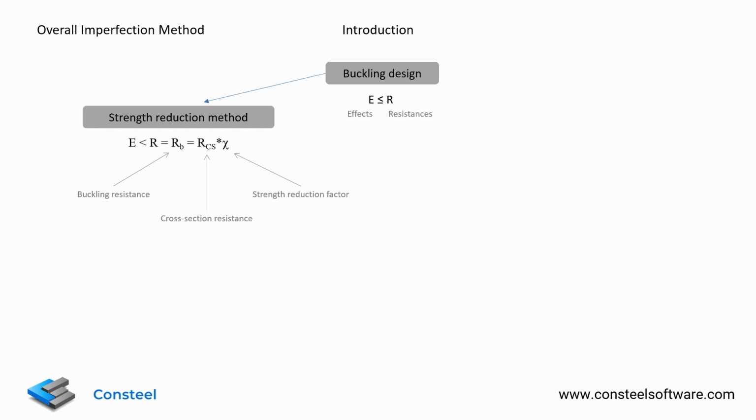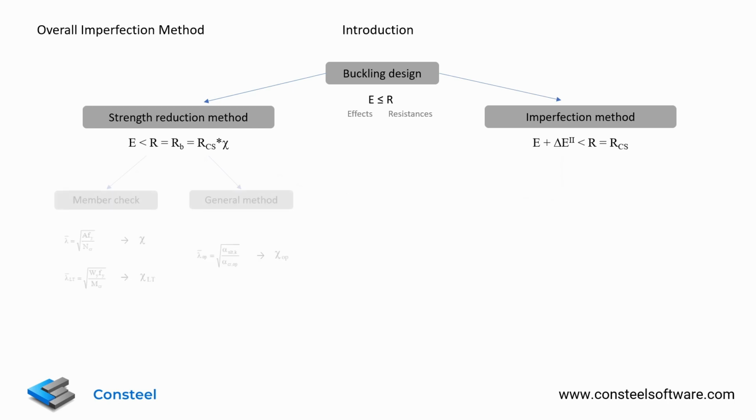equation. On the other hand, we can also use the imperfection method, where the buckling effect is considered through a properly scaled imperfection shape. In this case, we add an additional second-order load effect to the effect side of the equation. In both cases, there are several calculation schemes available. Within the strength reduction method, we can do member checks or use the general method. In case of the imperfection method, the aim is to figure out what kind of additional load effects we need to add and how should we scale those, from which the scaling is the harder question.